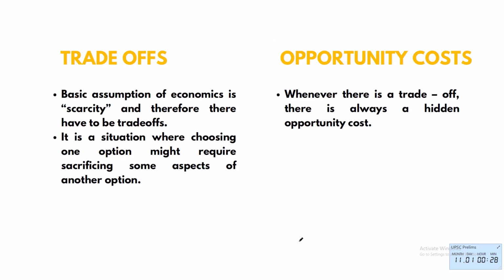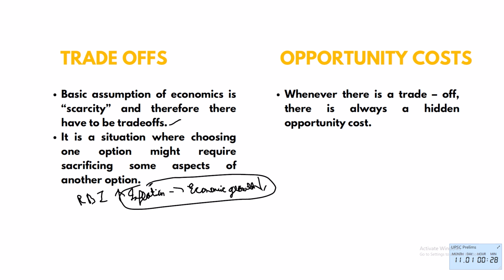Now let's look into what are the trade-offs. See, as I said in the initial stages of the lecture, economics is the study of scarcity. So the basic assumption of economics is scarcity, and therefore there have to be trade-offs. It is a situation where choosing one option might require sacrificing some aspects of the other. Example, RBI here can hike the interest rate to target inflation. See, inflation can be brought under control, but economic growth might get a bit slow. It is like if you choose one thing, we have to sacrifice something else.